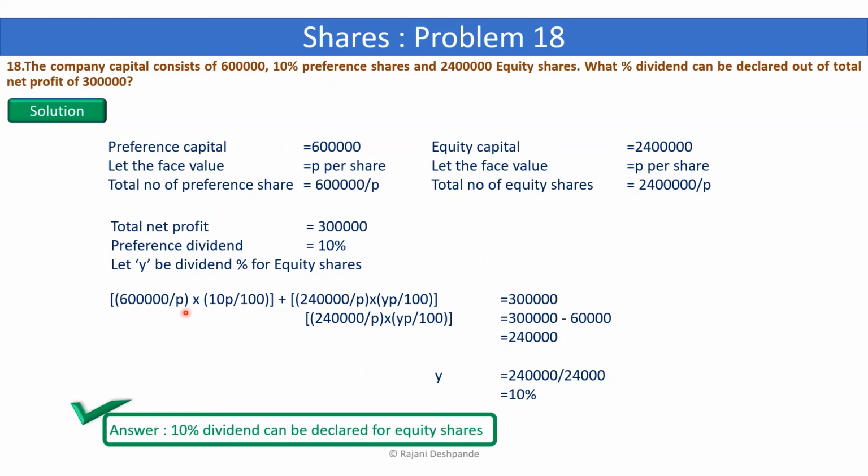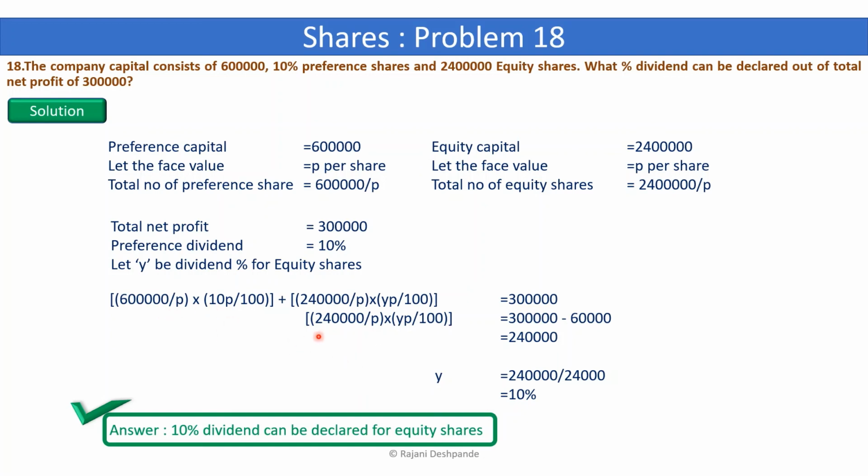So the number of shares into the dividend for the preference shares, plus let Y be the dividend percent for equity shares. Then for 1 share it will be Y upon 100 into P. And for the total number of equity shares, that is 24 lakh upon P, into the dividend for 1 share. And this together is 3 lakh.